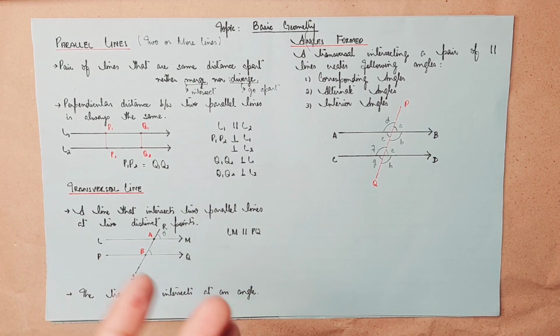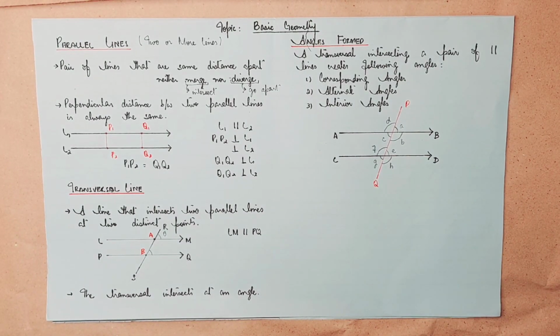Firstly is the corresponding angles, secondly is the alternate angles, and thirdly is the interior angles. These three types of angles are produced whenever a transversal intersects a pair of parallel lines. Firstly, let us see what corresponding angles are.